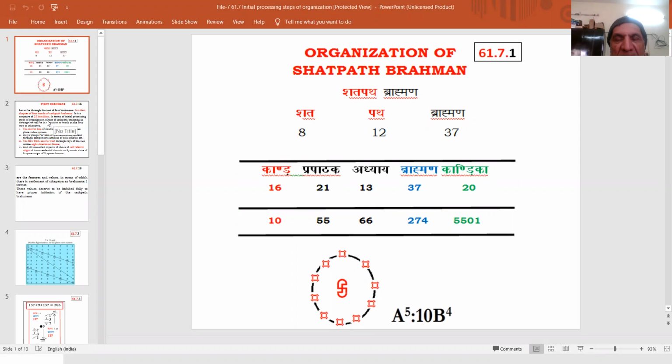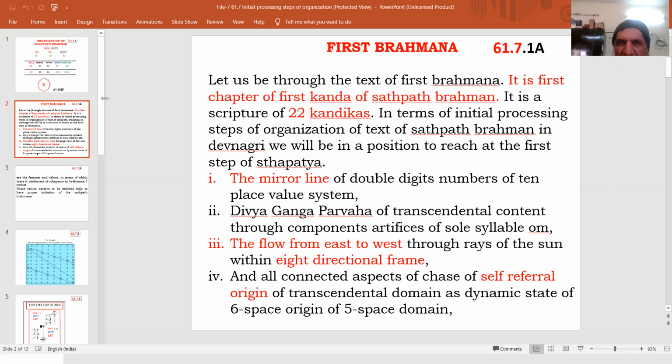Today, we are going to be face to face with the features of Sthapatya of the first Brahmana of Sathpath Brahman. Sathpath Brahman is a scripture of as many as 274 Brahmanas. Today, we are beginning with the very first Brahmana. The first Brahmana is the text of the first chapter of the first kanda of this scripture itself. It is a scripture of 22 kandikas.